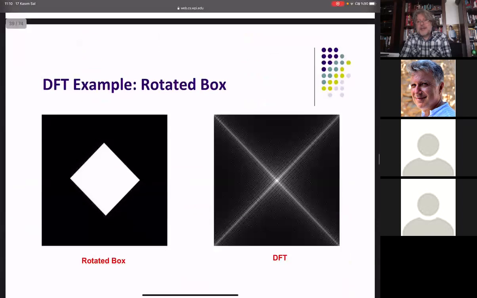When you rotate the box, you also rotate the Fourier transform. You also rotate the DFT. This is an example to show it.